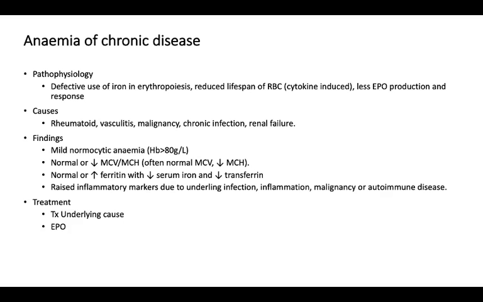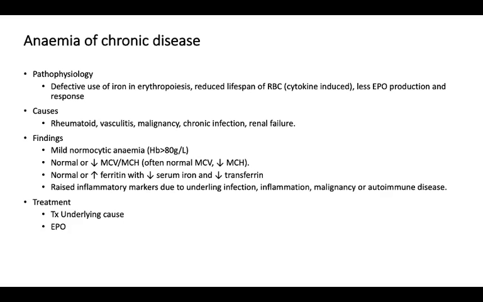Okay, so what are the diseases that can cause anemia of chronic disease? So things like rheumatoid arthritis, certain types of vasculitic conditions, certain malignancies, if someone has a chronic infection, someone who has renal failure, all of these diseases and many more diseases can cause anemia of chronic disease.